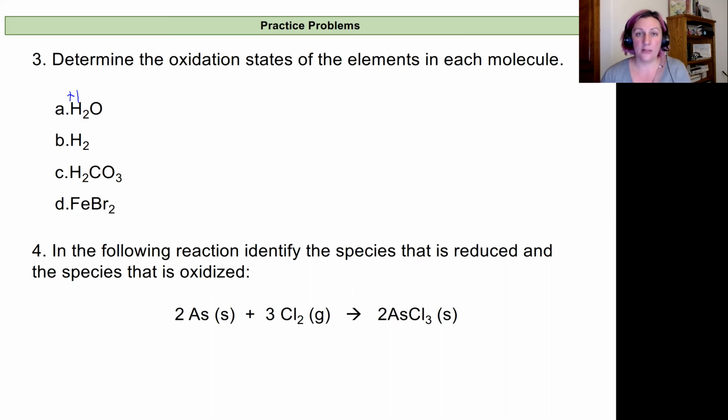So I have 2 hydrogens at +1 each. So that's an overall +2 oxidation state coming from the hydrogens. So to balance that out, I need a -2 on the oxygen to equal 0. So the oxygen will be -2.